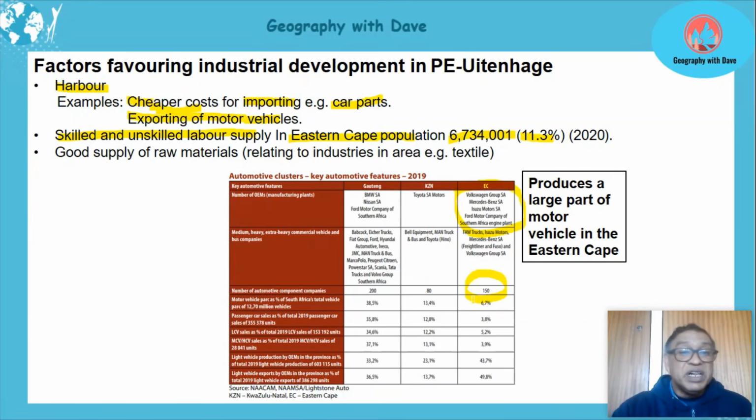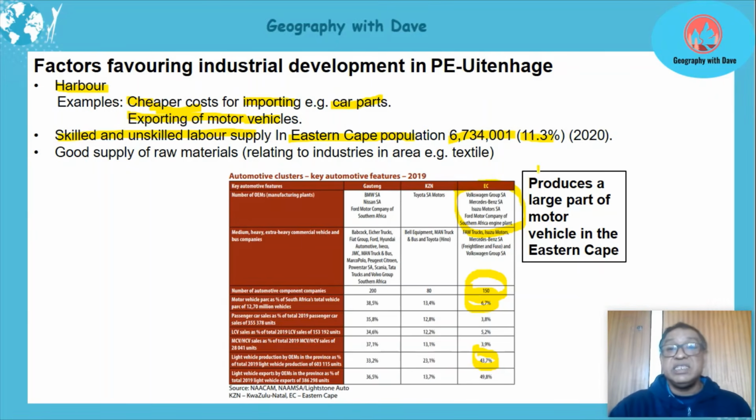Motor vehicles: percentage of South Africa's total vehicle pack of 12.79 million vehicles, 6.7%. Can you see it? And if you look at light vehicle production, 43%. Can you see these huge things? Learners, you don't have to know these figures. As I said, you'll get a resource with actual figures, which may be different from this. But I'm just giving you an idea of the significance of this motor car industry that's found in the PE-Uitenhage area.